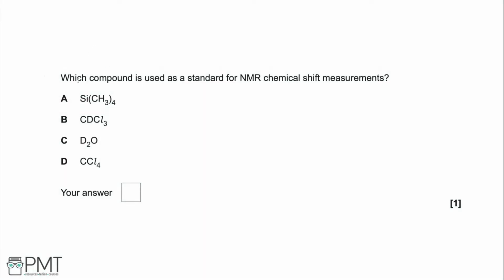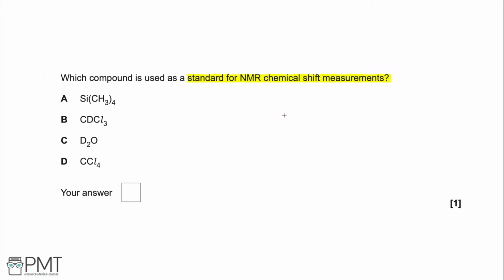Okay, so this question is asking us which compound is used as a standard for NMR chemical shift measurements. So the first thing we need to clarify here is what exactly an NMR standard is. A standard is a substance that's included in every NMR sample that's going to be put through an NMR spectrometer to give a well-defined peak that everything else is measured relative to. NMR doesn't have any absolute peak values, they're all measured relative to a standard that's included with the sample.